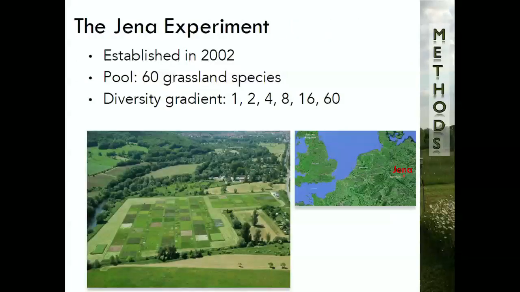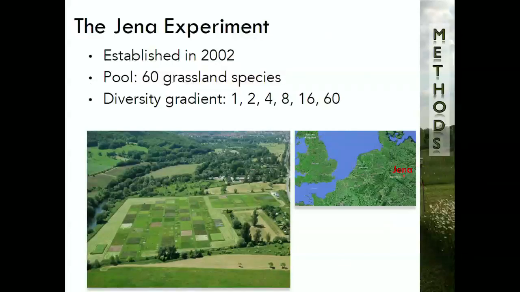To answer this question, we made use of a very large biodiversity experiment from Germany, the Jena experiment. It was established almost 15 years ago in 2002 out of a pool of 60 European grassland species. Every one of these rectangles represents a plot with a different species composition and also different species diversity levels, ranging from monocultures up to 60 species.